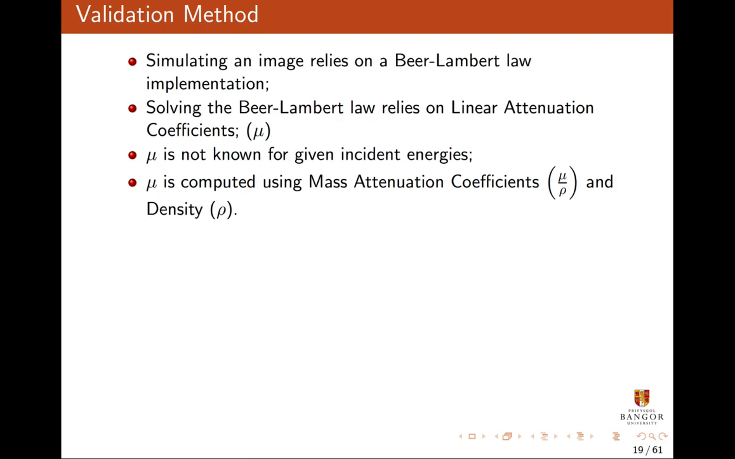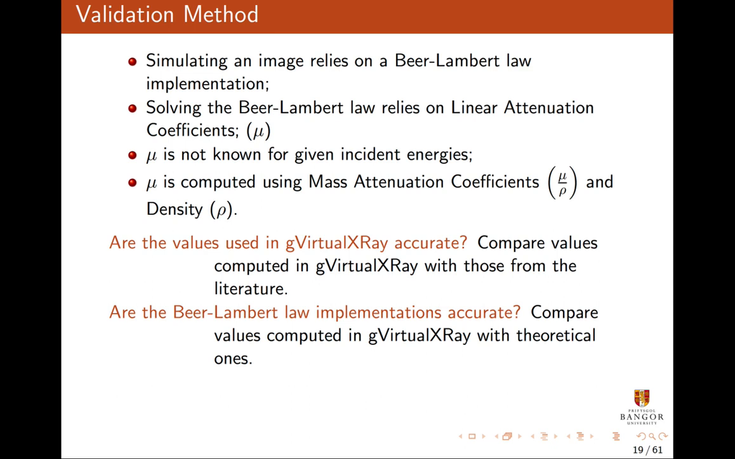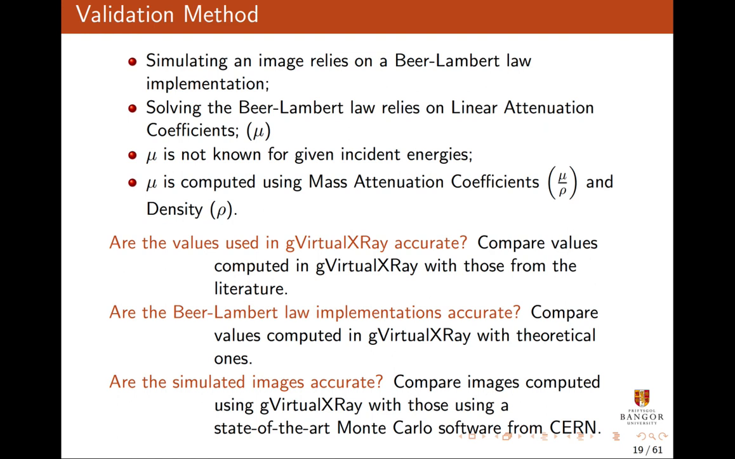So we want to make sure that it's not only fast, but that the images are accurate. We simulate the Beer-Lambert law, and to do that we rely on linear attenuation coefficients. This is not necessarily known because actually we use a mass attenuation coefficient, mu over rho, and the density. So what we want to make sure is, are our values of mu and mu over rho accurate? Then, is the Beer-Lambert law implementation accurate? And finally, are the images that we simulated accurate?